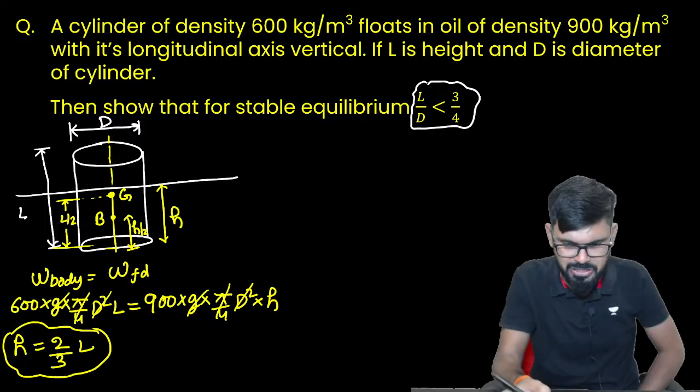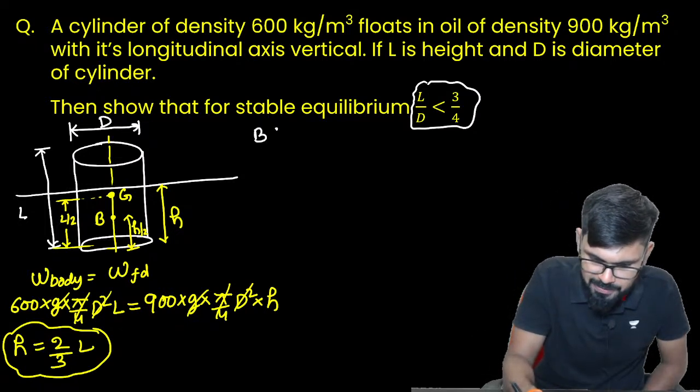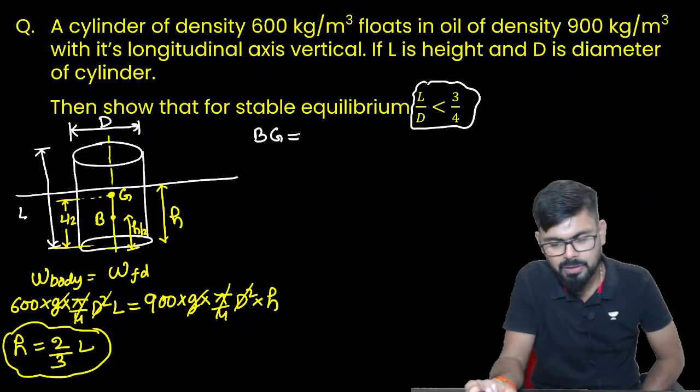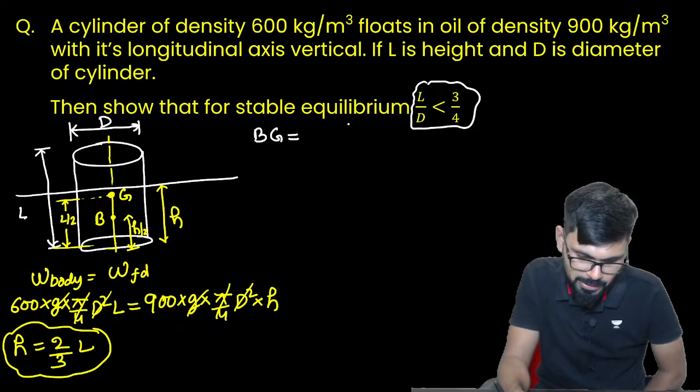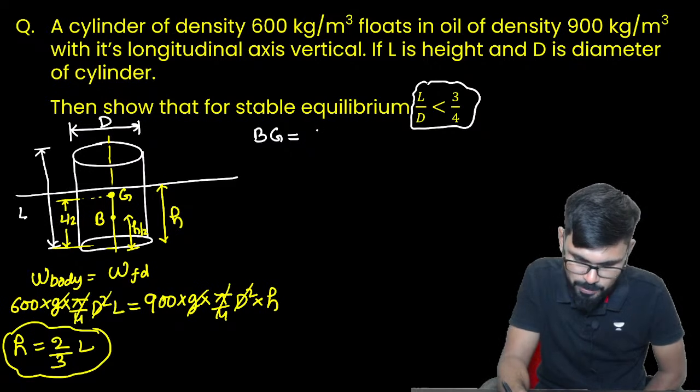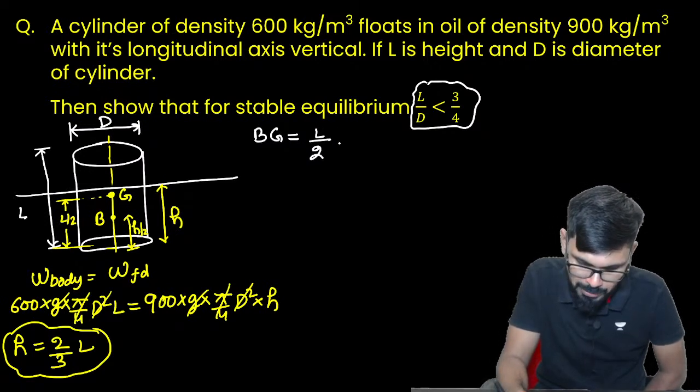Now calculate BG value, beta. How much will BG value come, Javed? BG value will come L by 2 minus H by 2. So L by 2 minus H by 2.